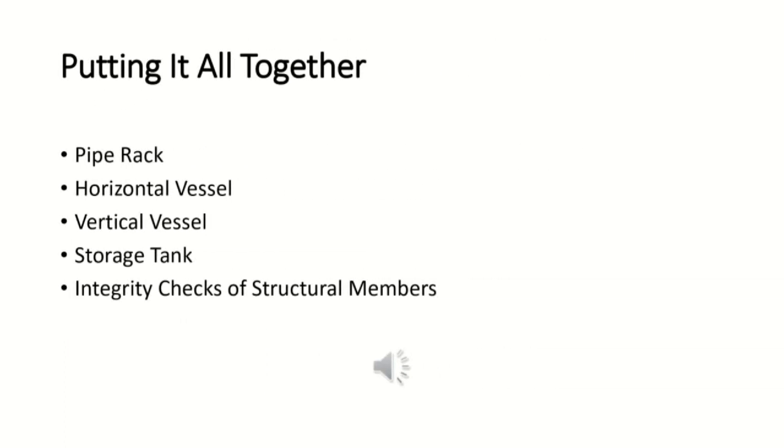So in all, I've discussed 4 basic facility features that are designed for. Firstly, I discussed the pipe rack. Secondly, I talked about horizontal vessels. Thirdly, I spoke about vertical vessels. Number four, I just spoke about storage tanks. These are the basic features in this kind of industrial facilities.